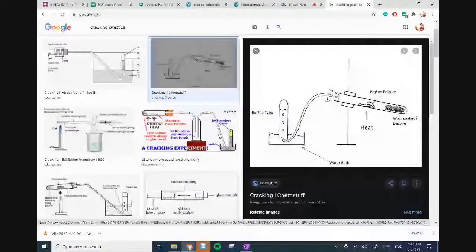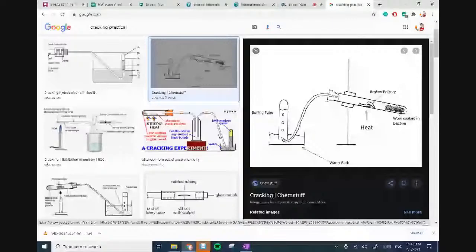Does everyone remember this, having the problem of suck back? Yeah, it's one of those amazing practicals where, when you stop heating, it cools down, like my coffee machine, and it sucks the water back up the tube, and if the water goes in, the whole thing explodes and everyone dies. Yeah, it's an amazing practical. I've only killed like 2 people.